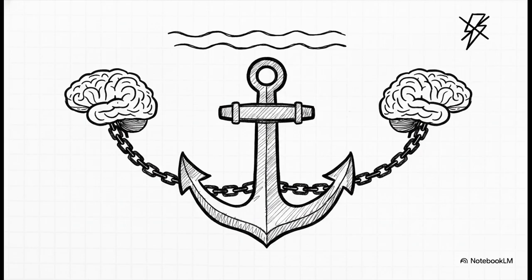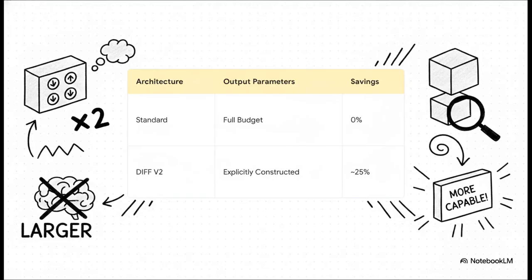Sharing that key and value is the mathematical anchor that actually makes the subtraction work. Now, a lot of you are probably thinking, doesn't doubling the query heads make the model huge? Actually, no. By explicitly constructing this differential operation right before the output projection step, Diff V2 actually saves a massive 25% of the attention module's output projection parameters.